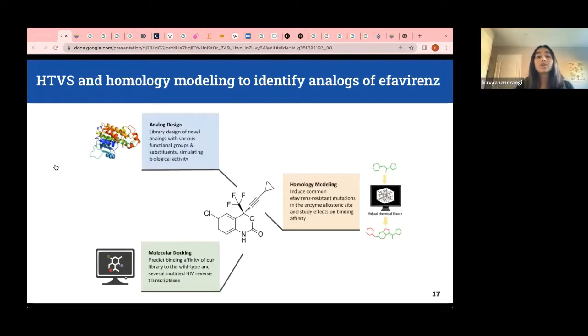So basically, a general overview of the work. In order to produce more effective and potent NNRTIs than efavirenz, we designed analogs of efavirenz with various substituents, which I will go over in the next slide. Then, in order to produce the efavirenz-resistant variants of reverse transcriptase, we used homology modeling, which basically means inducing mutations in the protein sequence of reverse transcriptase to study the effects of those mutations on the binding affinity of its ligand, or efavirenz analogs.